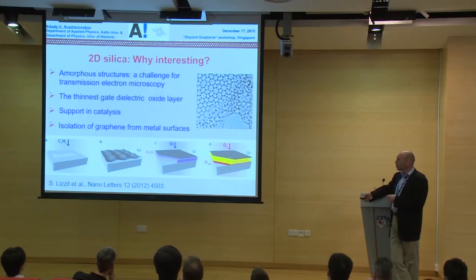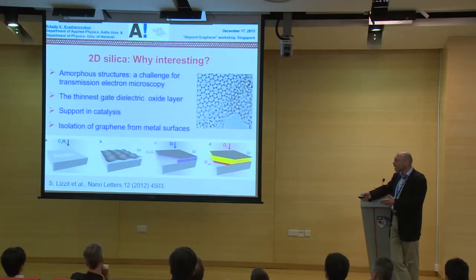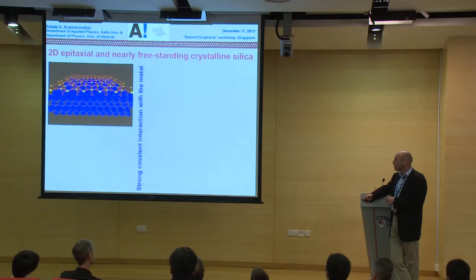And recently, Silvano Lizit published a very nice paper where he intercalated a very thin silica layer between graphene and metal. Using this trick, you maybe will not need to dissolve the metal and transfer the products. Isolation of graphene from metal may be somewhat easier. But anyway, silica by itself is quite interesting.